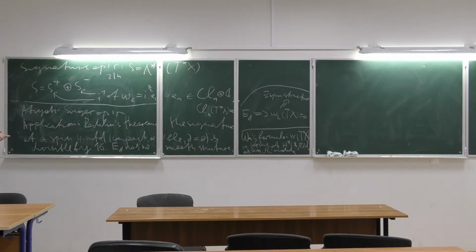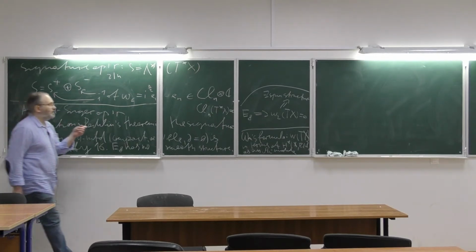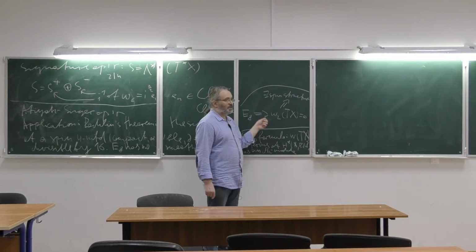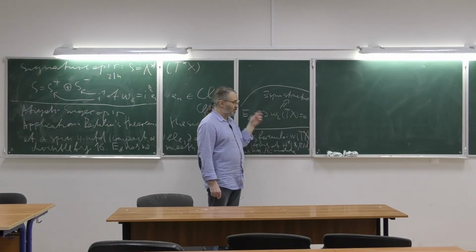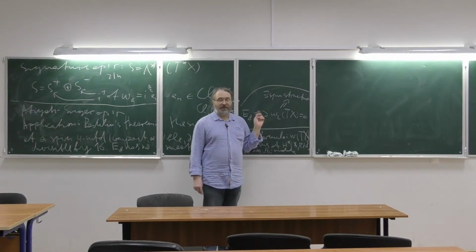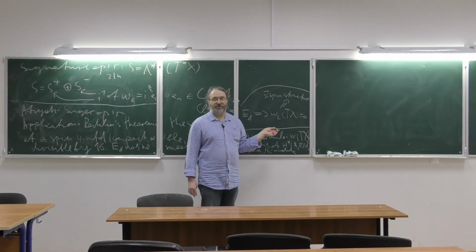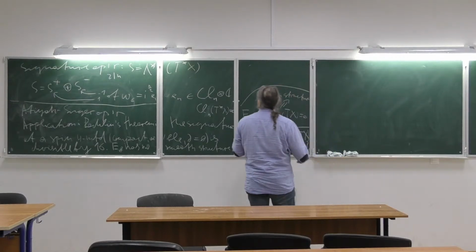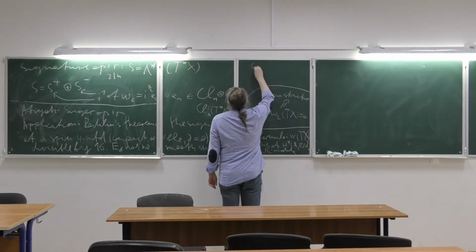Now, the first arrow is just an application of Wu's formula, but what about the second one? Did we talk about spin structures and W2? Do we know what a spin structure is? I sort of hope we do. Okay, we defined it. Well, let's briefly recall it.